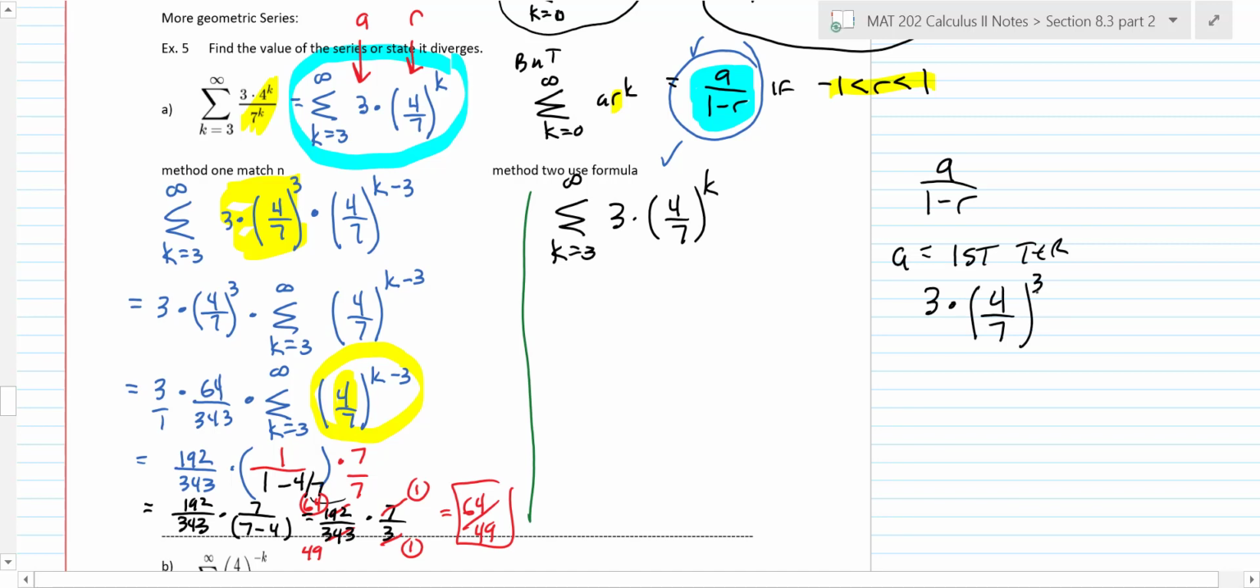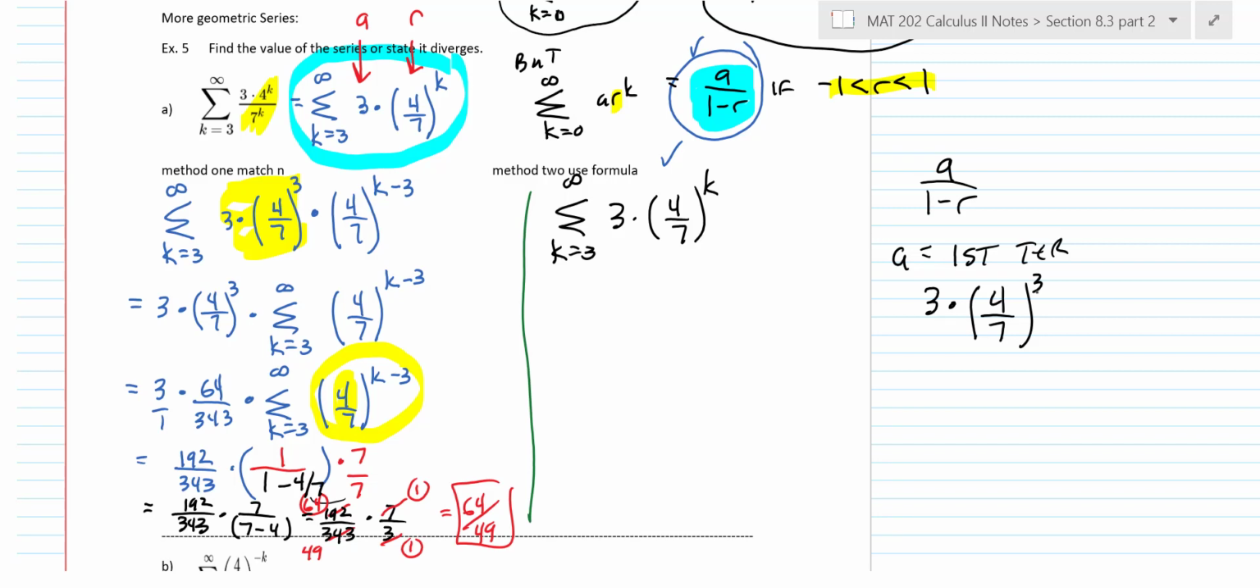Now, I want you to notice on this, the reason I'm teaching you 2 ways. See, when we did it right here, this thing right here is that constant we pulled out of there anyway. So you could go ahead and get this. This would be 3 times 64 over 343, and that would be what the value of a is.